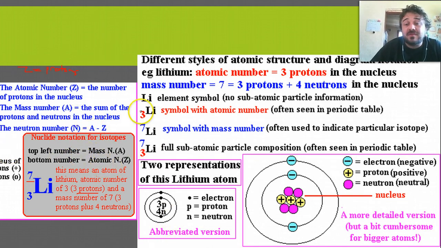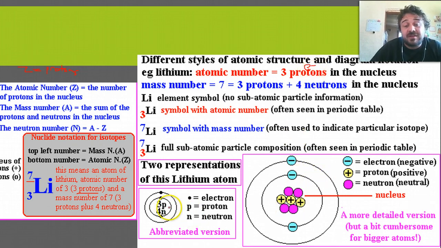So lithium, now there are several ways we can write this information. The atomic number is the number of protons. The mass number is the number of protons plus neutrons. In the case of lithium, there are usually 4 neutrons, so we go 7. Lithium is the elemental symbol. Here's the symbol with the mass number, symbol with the atomic number. We put them all together, and that's our subatomic particle composition. Now remember that 3 is also the number of electrons.